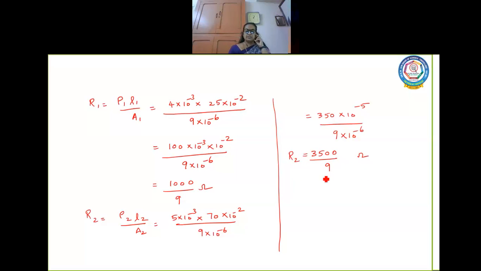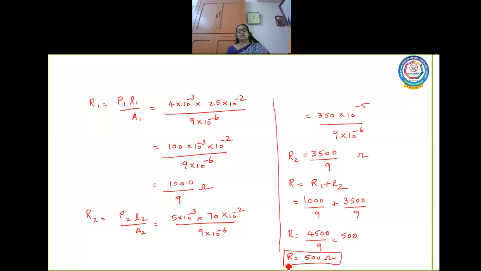So the resistance of the rod between the ends is R, which is equal to R1 plus R2. Substitute the value of R1 as 1000 by 9 plus the value of R2 as 3500 divided by 9. So the total resistance will be 4500 divided by 9, which is equal to 500. So the value of R is 500 ohm. Is it clear? So this is how I have solved the problem.